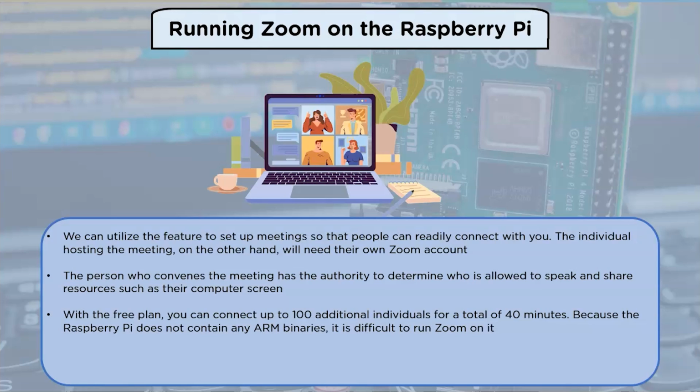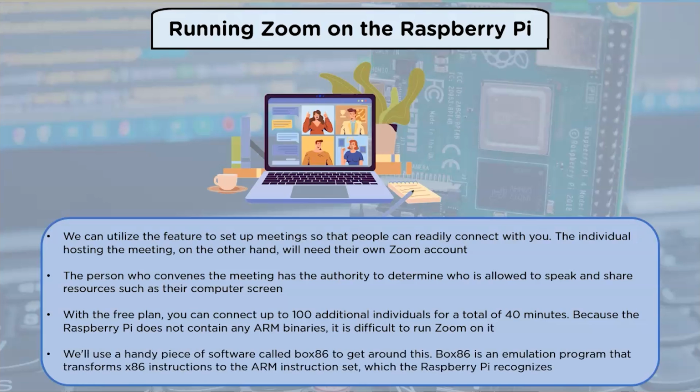With the free plan, you can connect up to 100 additional individuals for a total of 40 minutes. Because the Raspberry Pi does not contain any ARM binaries, it is difficult to run Zoom on it. We will use a handy piece of software called Box86 to get around this. Box86 is an emulation program that transforms x86 instructions to the ARM instruction set, which the Raspberry Pi recognizes.